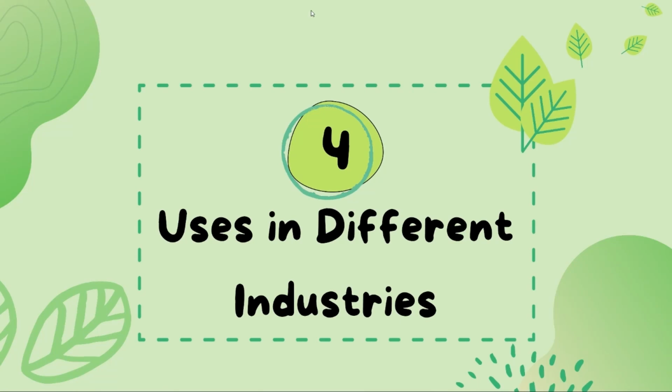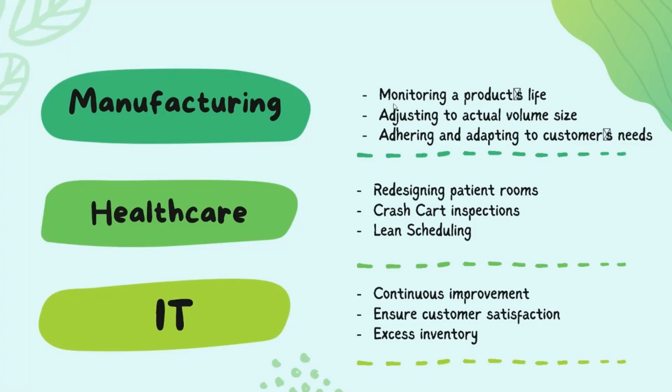Next is lean uses in different industries. First being manufacturing. Lean is seen through monitoring a product's life, adjusting to actual volume size, and adapting to customer needs. Next is healthcare, which is seen through redesigning patient rooms to maintain patient connection, crash cart inspections to avoid excess equipment, and lean scheduling to reduce wait times and avoid no-shows. And lastly is IT, which is seen through continuous improvement to keep up with the evolving industry, ensuring customer satisfaction, and avoiding excess inventory like underutilization of hardware and application development teams.